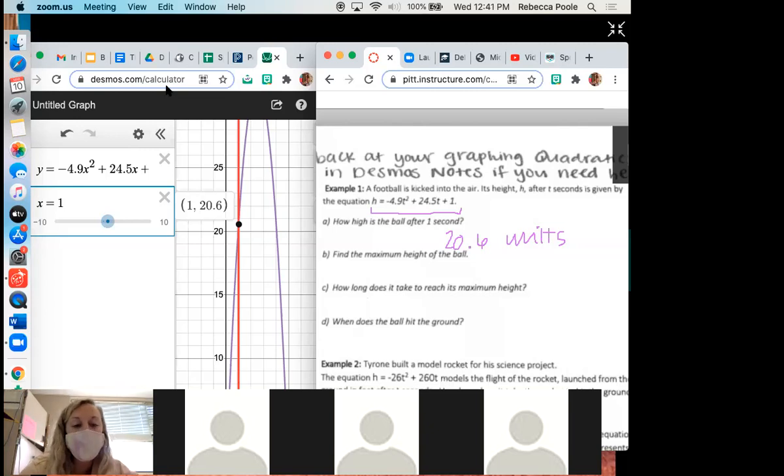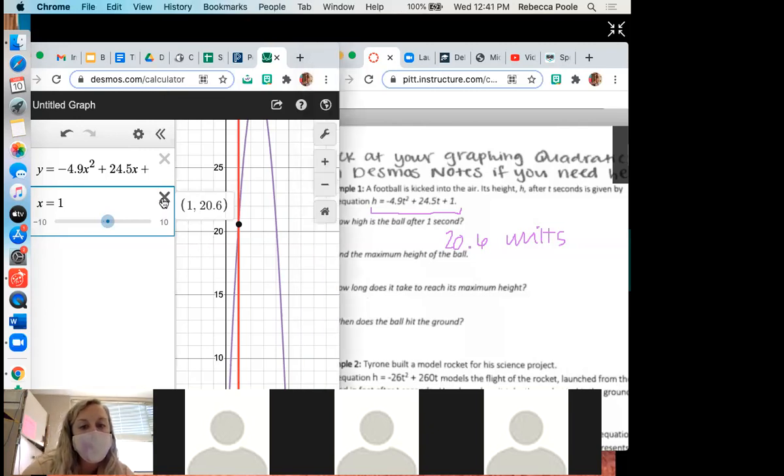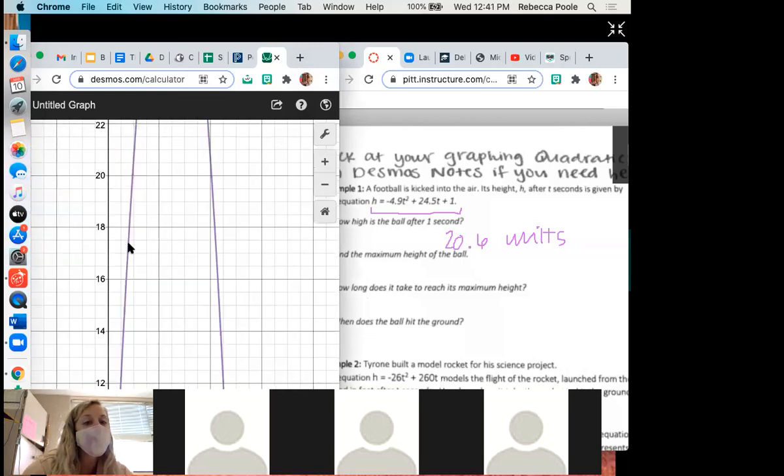20.6 units. Now, let me show you another way you could do this. I was hoping somebody would say this. I'm going to get rid of that really quick. Once you have this graphed, y'all, you can just click and drag on the graph. Did y'all know that? So look, you could click and drag it till it hits 1. It is hard. Boom, 20.6. Is that how you did it?